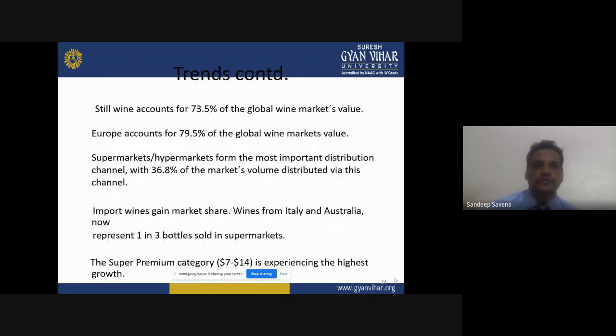Trends continue. Still wines account for 73.5% of the global wine market value. Europe accounts for 79.5% of the global wine market value. Supermarkets and hypermarkets form the most important distribution channel, with 36.8% of the market volume distributed via this channel. Imported wines gain market share. Wine from Italy and Australia now represents 1 in 3 bottles sold in supermarkets. The super premium category, $7 to $14, has experienced the highest growth.